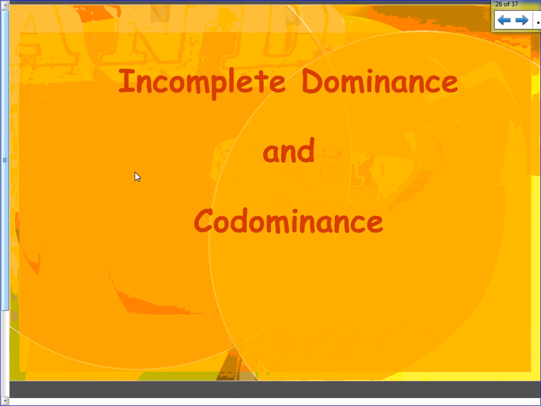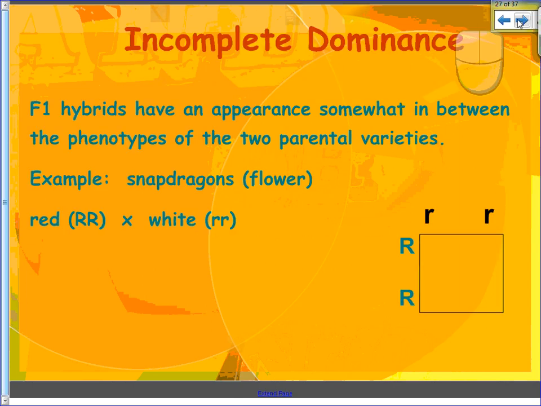Just a quick note, the next three crosses that we do, the incomplete dominance, codominance, and then sex-linked traits, will never be dihybrid crosses for this course. So you only have to deal with them in monohybrids. So let's look first at incomplete dominance.